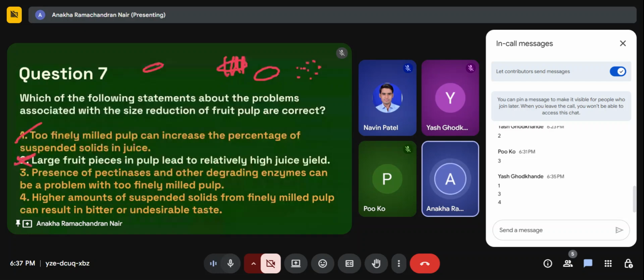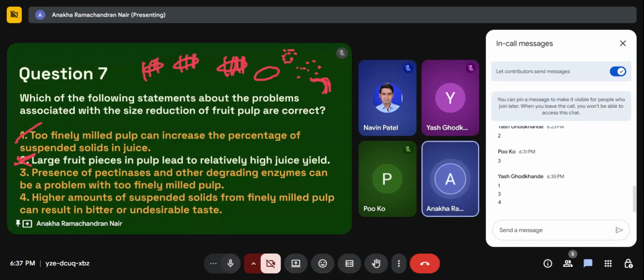And option 4, a high amount of suspended solids from finely milled pulp can result in bitter or undesirable taste. Especially in the case of citrus fruits, imagine you have some amount of peel, and you know they can be bitter. The process has included pulp in very small pieces that you can't even remove, so when you're drinking it, you will get the bitter or undesirable taste of these extra ingredients also.